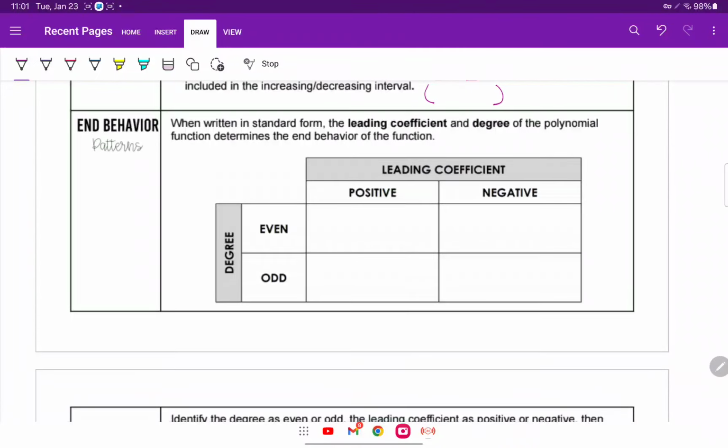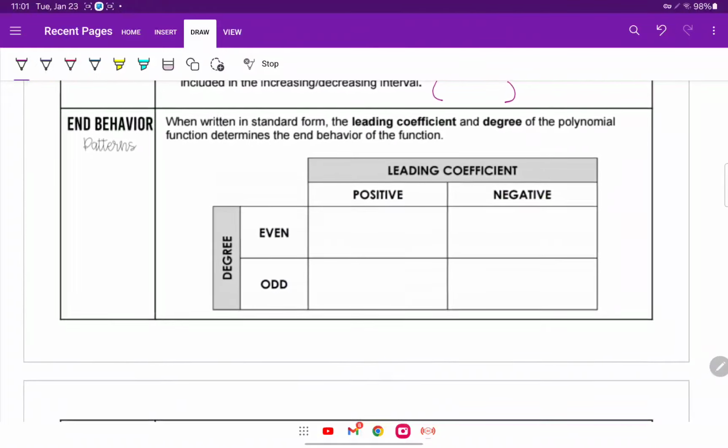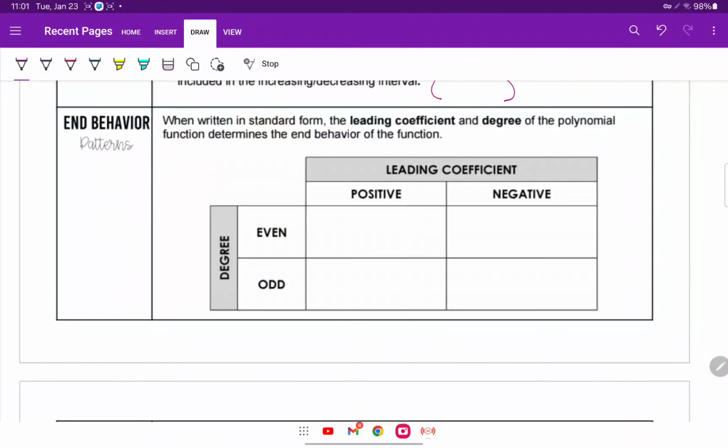All right. So the other thing we're going to look at real quick before we look at an actual graph is the behavior at the end, where the arrows are on the left side and on the right side of a graph. So this is where we're going to need that leading coefficient and degree. And so it's important to always write your polynomial in standard form so that you get this very quick and easy.